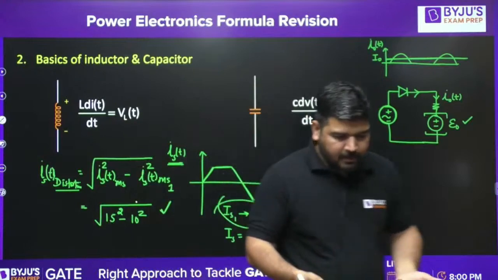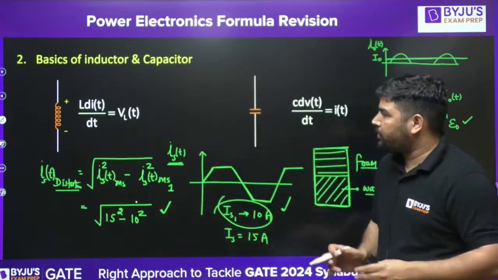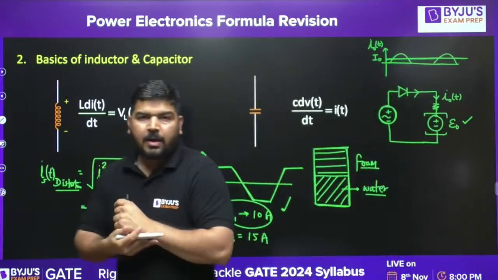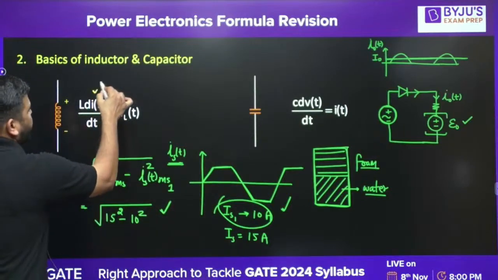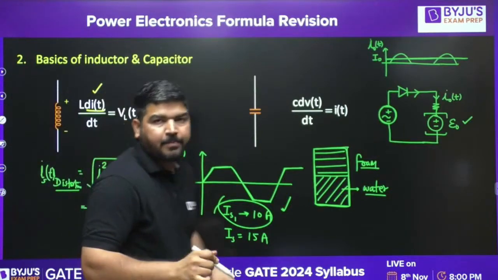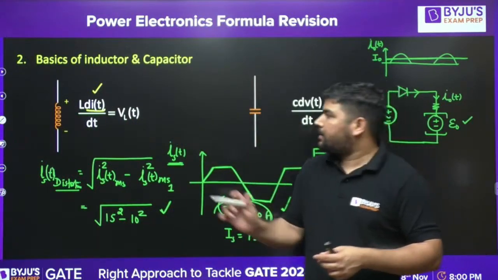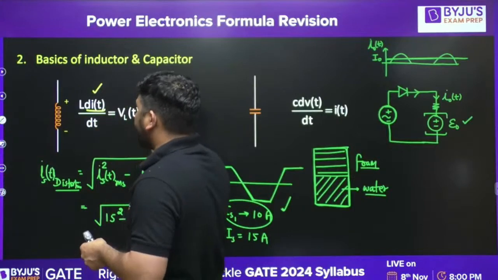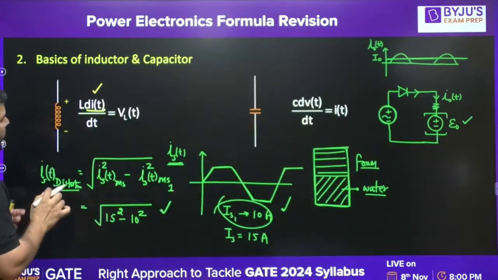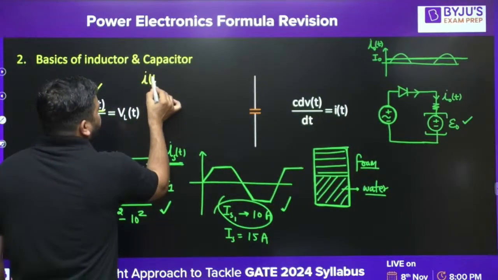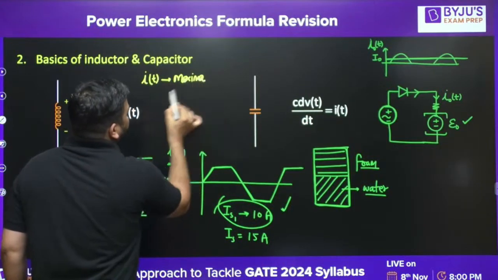In inductor and capacitor, I think everyone knows about inductor and capacitor. But be careful. We know that L dI by dt is equal to VL(t), so if somebody provides you the wave shape of I(t), you can plot the wave shape of VL(t). There is no problem. But this relation will tell you many things. Now what will this relation tell us? If I(t) has a maxima, at the maxima point VL(t) is 0.